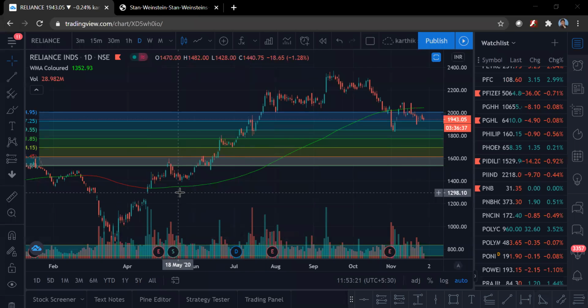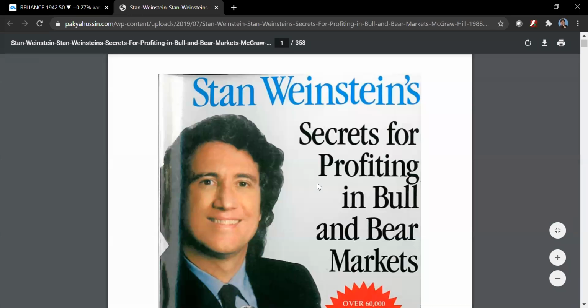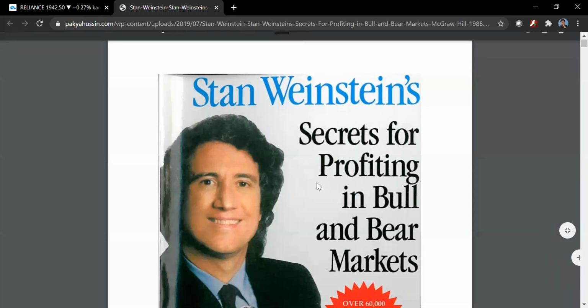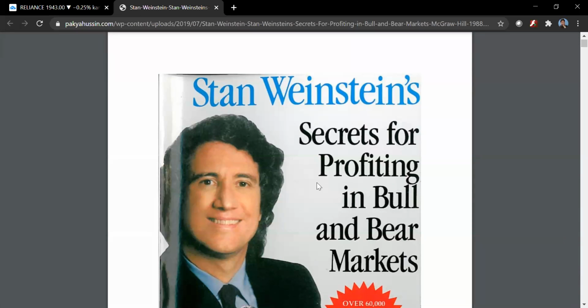So basically, Steve Winston in his book talks about an indicator that shows us when the stock is performing better than the index. That's called the relative strength. We won't go much into that in this, but I'll just give the basics of it so that you'll come to know what the indicator does.